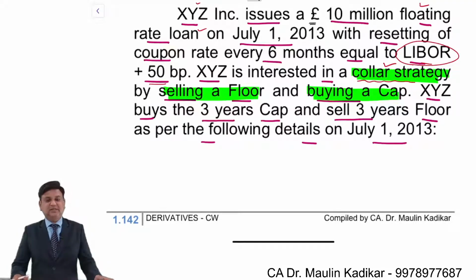But of course, nothing is free and nothing is always loss making. As you are selling the floor, you are able to receive some amount of premium, and usually that amount of premium offsets the amount of premium that you have to pay to purchase a call option, that is the cap option.